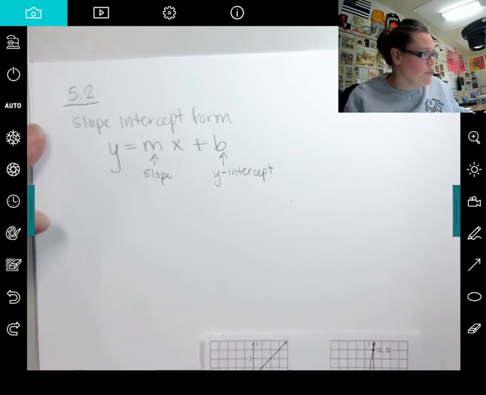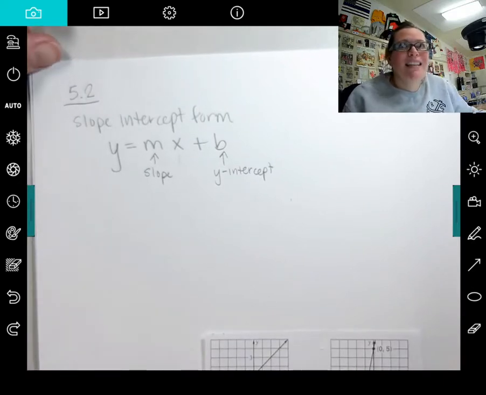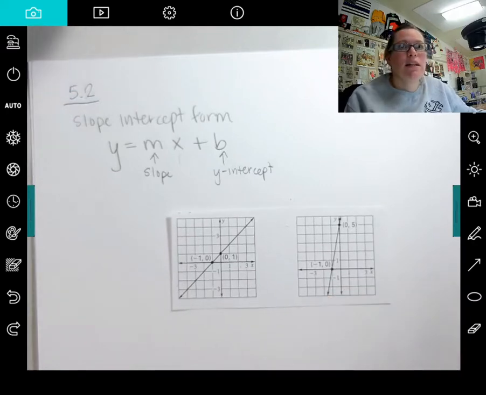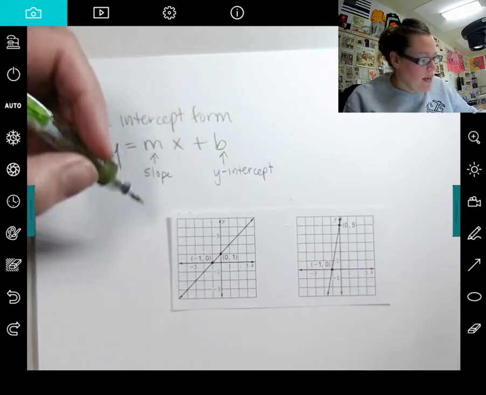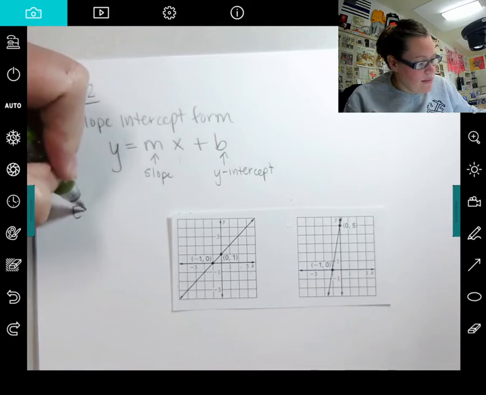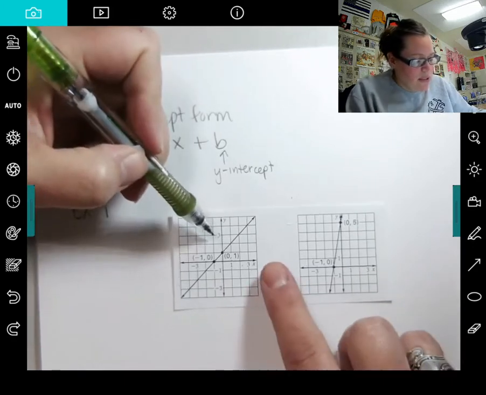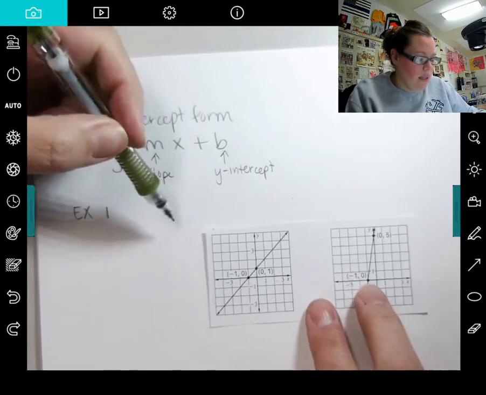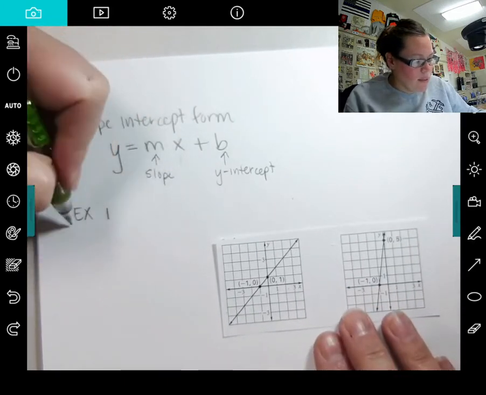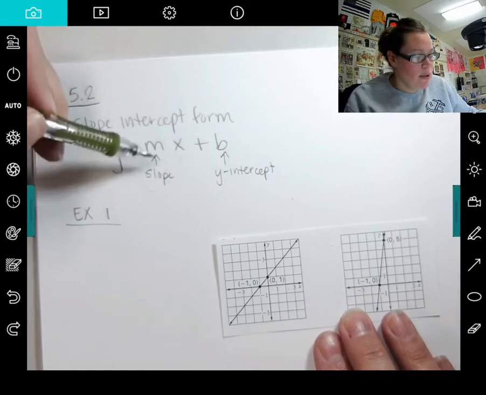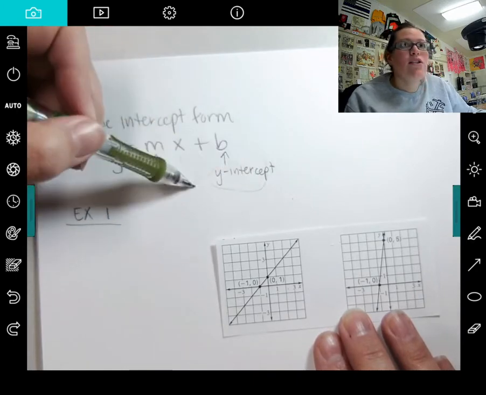For the first set of problems in our practice A, we are going to be given some graphs, something like this, and we are asked to write the equation of the line. So example 1, we're going to look at this first graph. We want to pick out some important points on it. So we want to find the slope and we want to find the y-intercept.